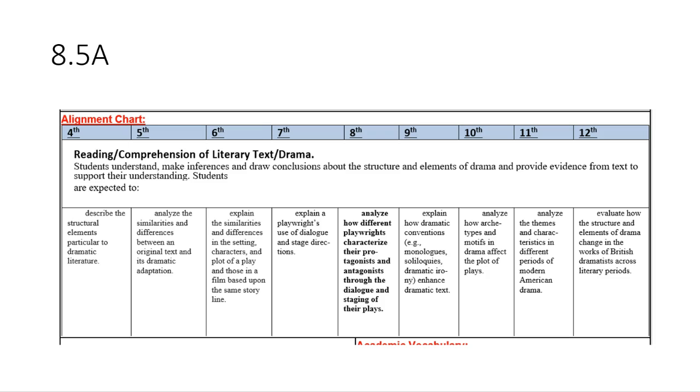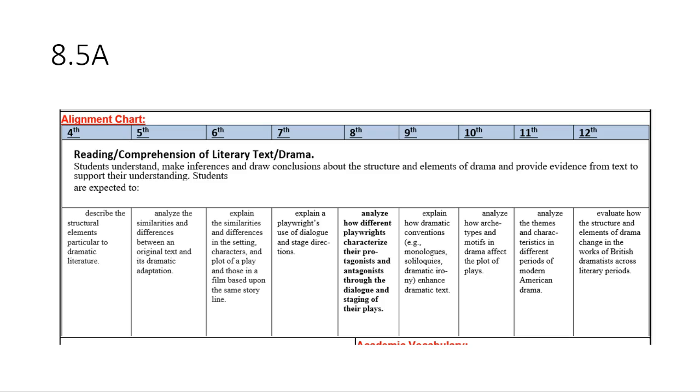Standard 5A is a supporting standard as well, and it asks students to characterize what they know about protagonist and antagonist through the dialogue and staging of a play. Students have familiarity with dialogue, but the idea of staging is introduced at this level. Students will need modeling and practice in determining what staging is and how it affects the meaning of the work.